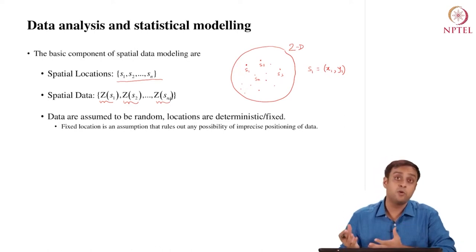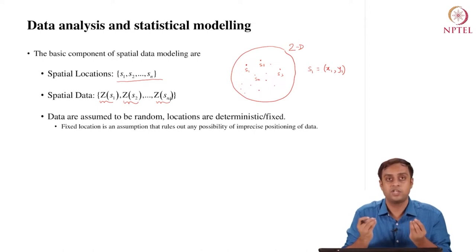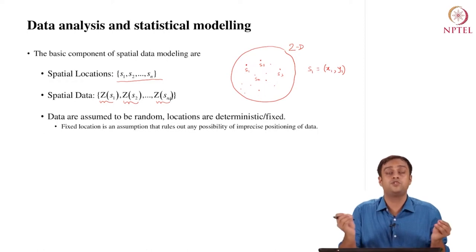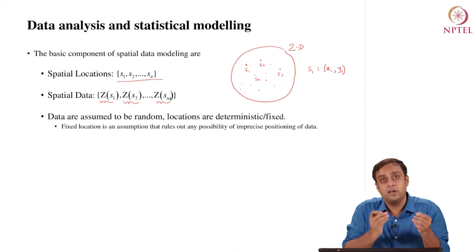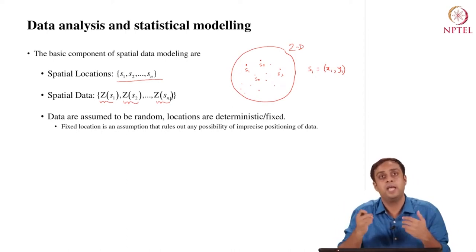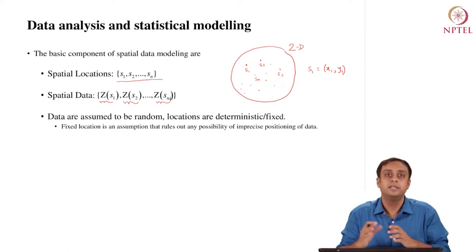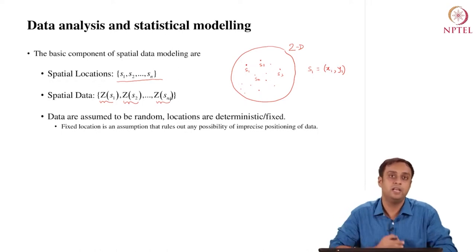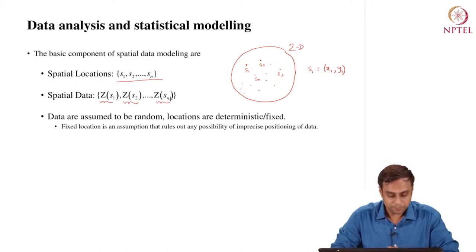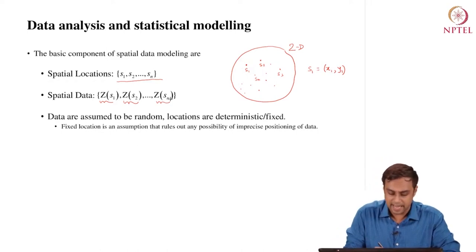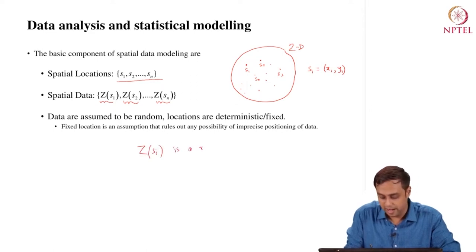And data are assumed to be random. So at each location, what we assume is that you could observe a range of values of Z. And this range can be characterized by a probability distribution function, right? This is something we will cover in more detail later today or in the next lecture. But the idea is that Z(Si) is itself a random variable, right?